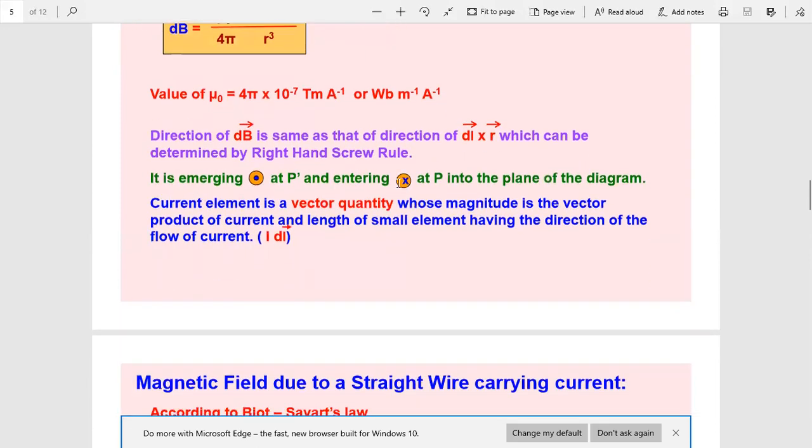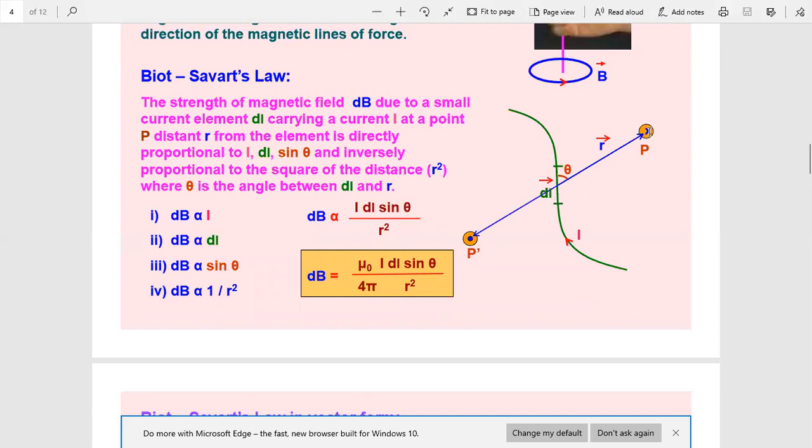So the magnetic field at point P, if you apply the right-hand thumb rule, appears to be entering into the plane of the figure. Wherever the magnetic field appears to be entering into the plane of the figure, it is denoted by a cross at the point of entering. And wherever the magnetic field is coming out of the plane of the figure, it is denoted by a dot. So here the magnetic field line enters into the plane, and here it comes out of the plane, forming a closed loop.